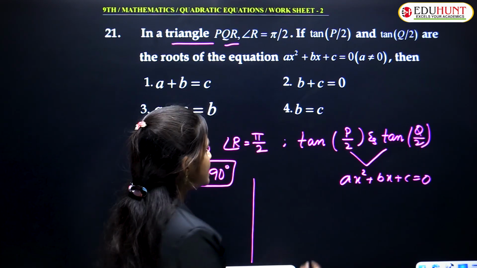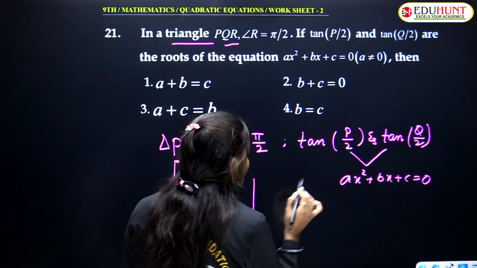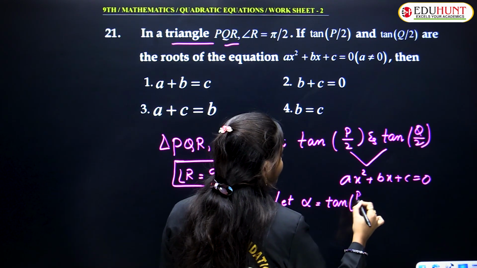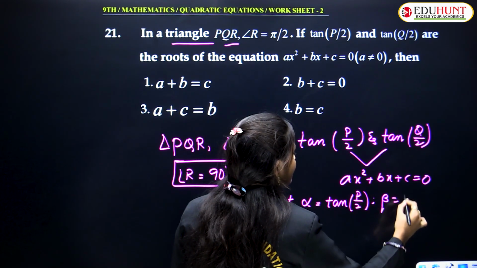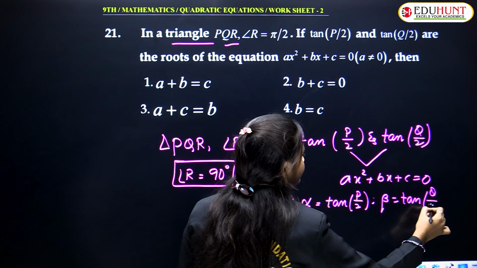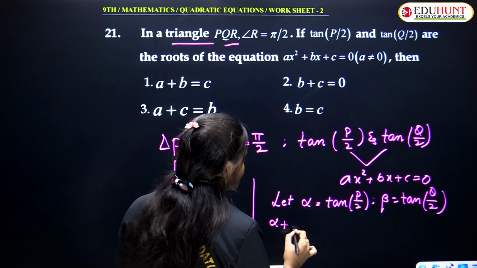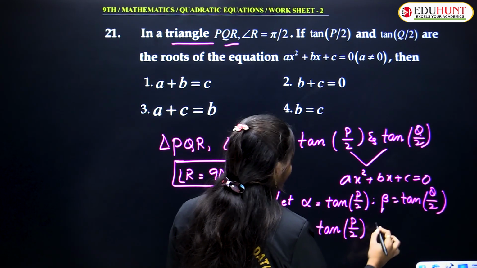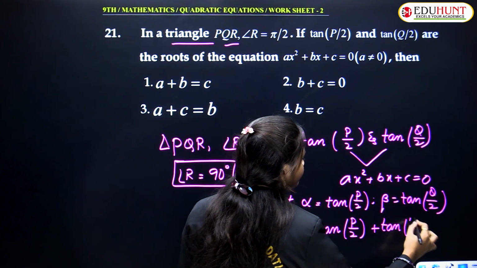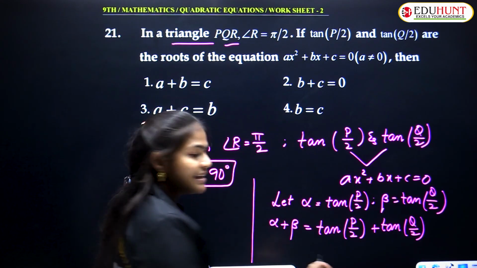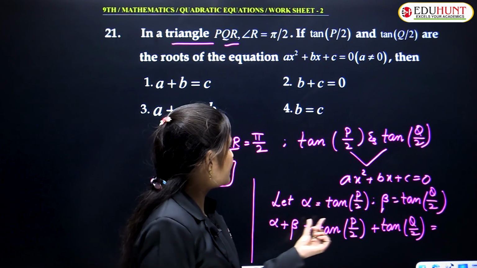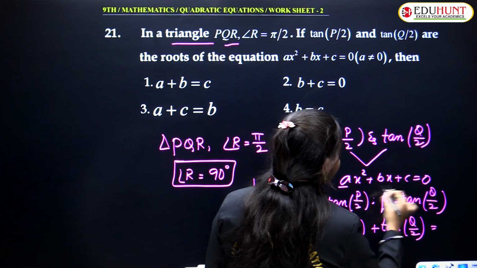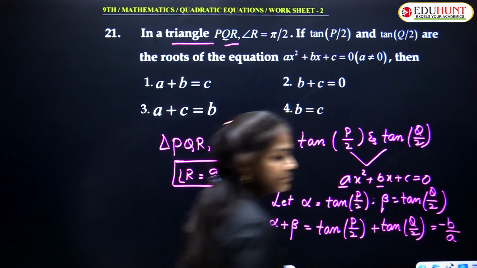So by using this, see here. First take the sum of the roots. Let alpha equal tan of P by 2 and beta equal tan of Q by 2. So alpha plus beta is equal to tan of P by 2 plus tan of Q by 2. This value we need to find out. Sum of the roots is equal to minus b by a. Clear to you?